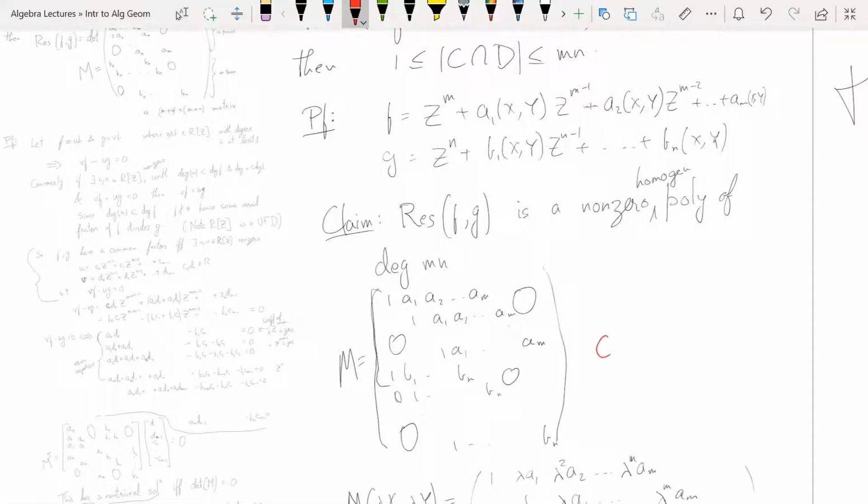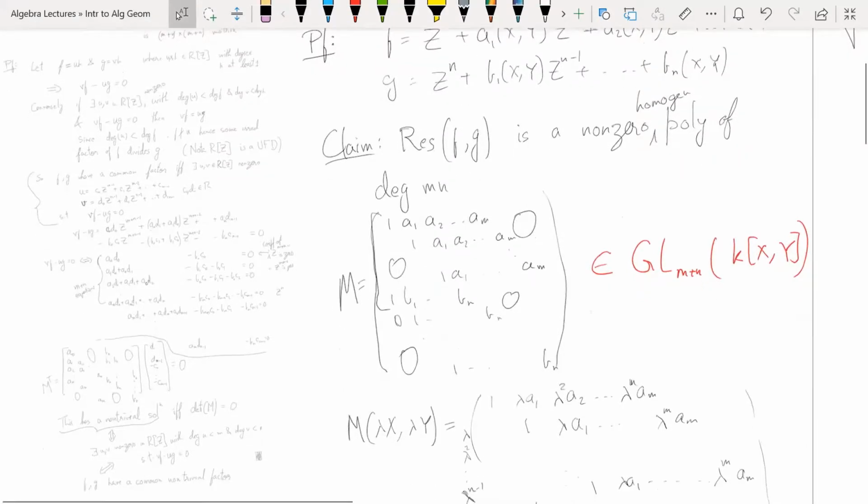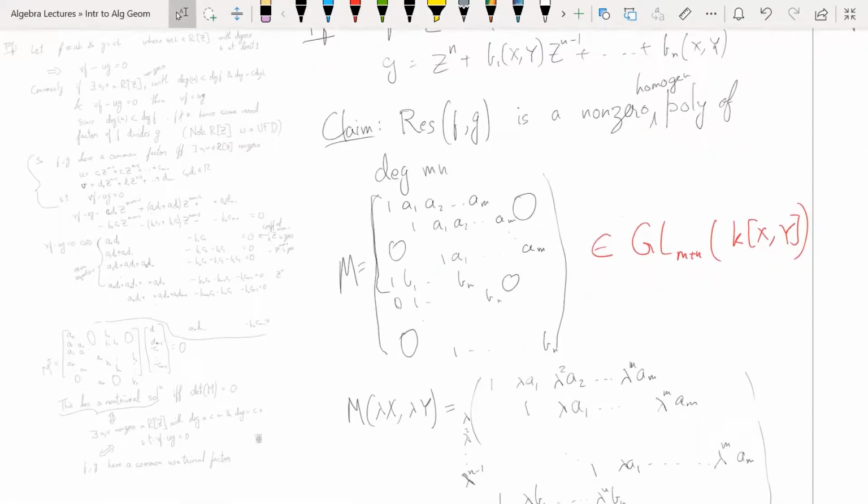M is a matrix with entries in k[x, y]. So maybe you can think of it as in GL of M plus N of k[x, y], where k is an algebraically closed field. Okay, k is a field is what is needed to prove it's homogeneous.